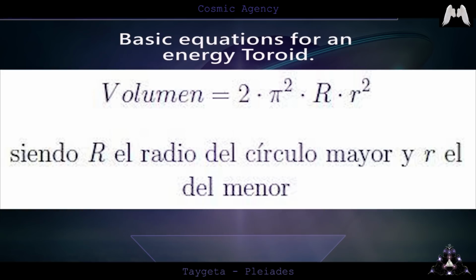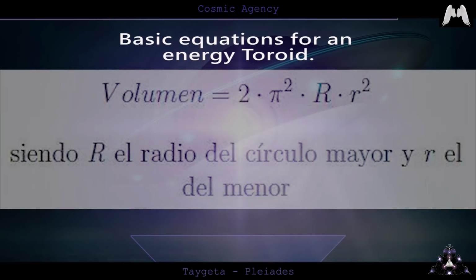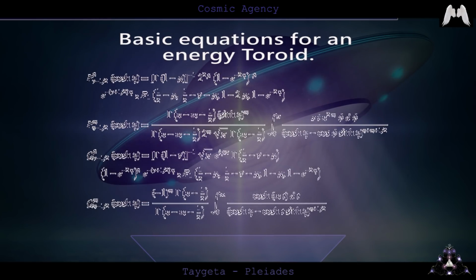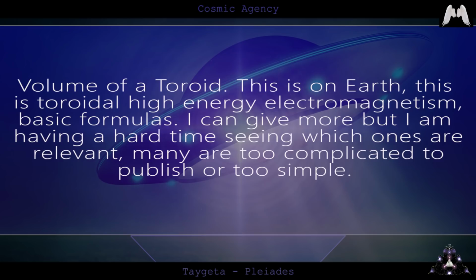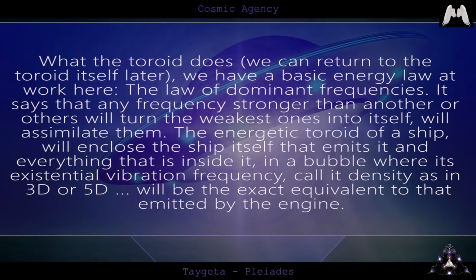Basic equations for an energy toroid. Volume of a toroid. This is on Earth. This is toroidal high-energy electromagnetism. Basic formulas. I can give more, but I'm having a hard time seeing which ones are relevant. Many are too complicated to publish or too simple. What the toroid does, we can return to the toroid itself later.